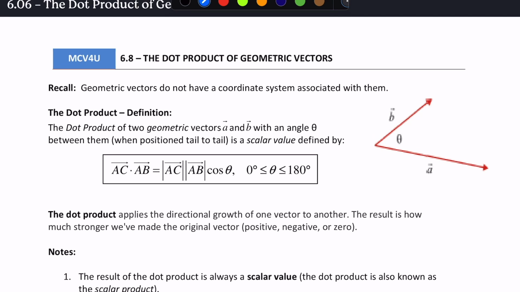Welcome back to another lesson in MCV4U. Today we'll be looking at the dot product of geometric vectors.